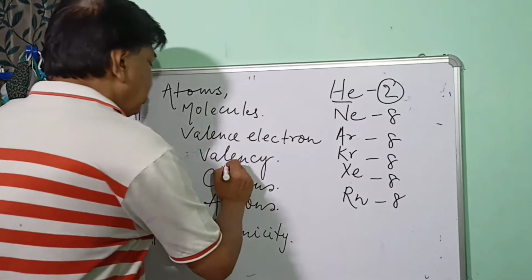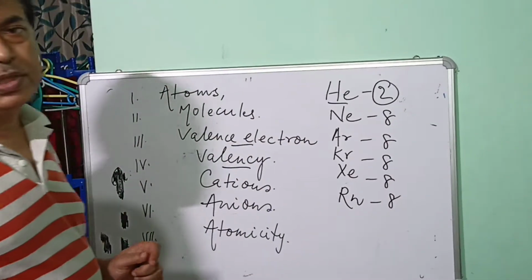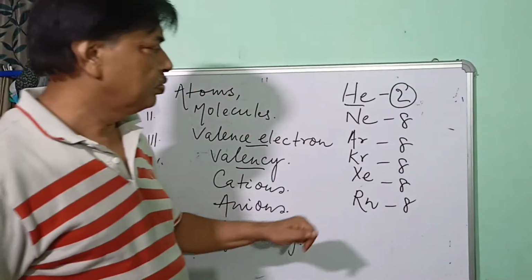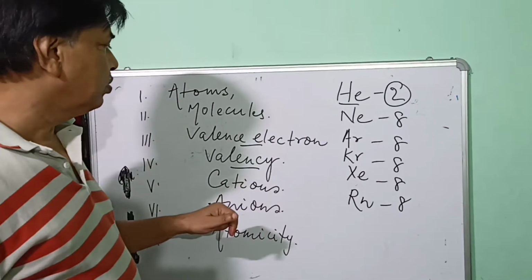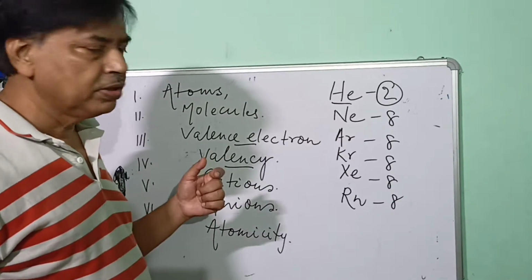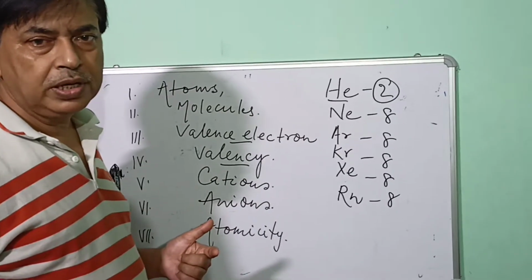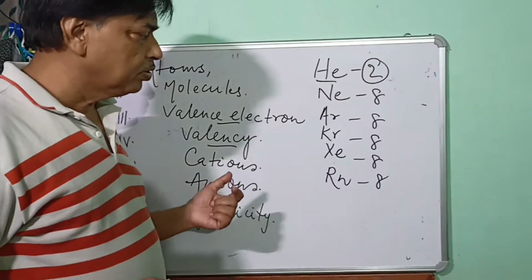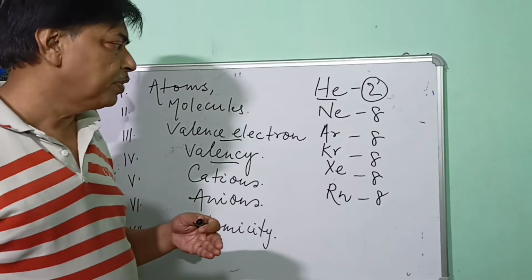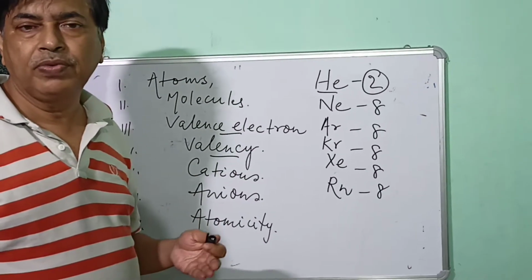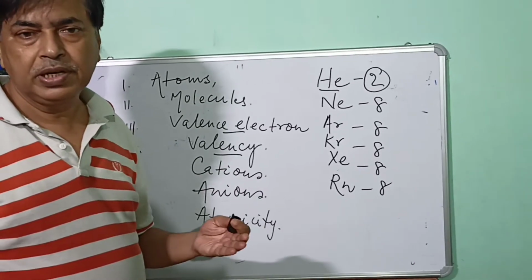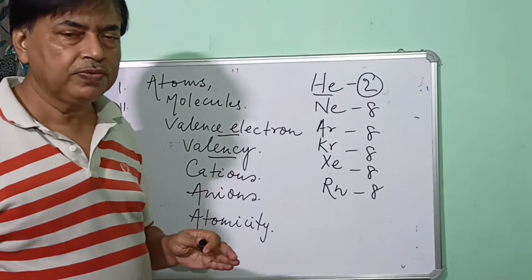And valency. Valency is the combining capacity of the element. So we can find the valency by valence electron. If the valence electron of an element is 1, its valency will be 1. If the valence electron is 2, the valency is 2. If it is 3, the valency will be 3. If it is 4, the valency will be 4. But if the valence electron is 5, then valency will be 3. That is, the valence electron is subtracted from 8.